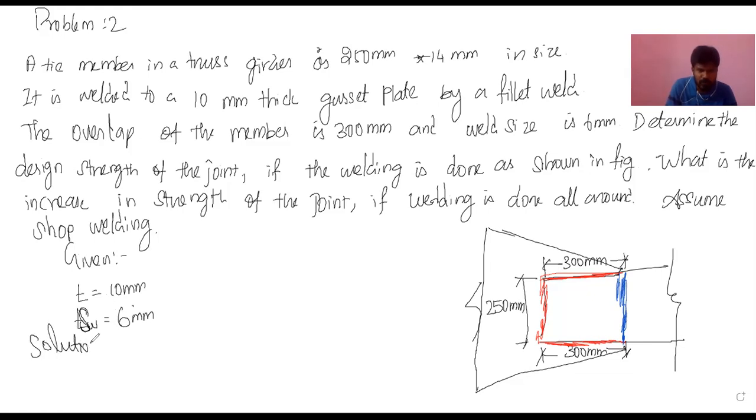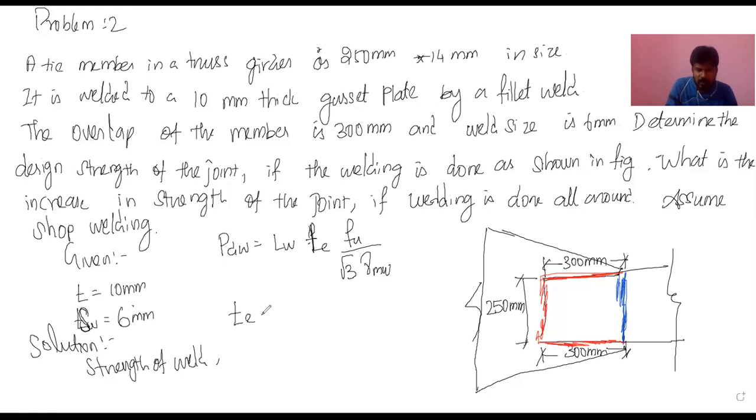Okay, first of all, we know the strength of weld formula. Strength of weld, that is PDW, is equal to LW into effective throat thickness TE into FU by root 3 into gamma MW. Now, whereas TE is the effective throat thickness. That value we can get from the code book.